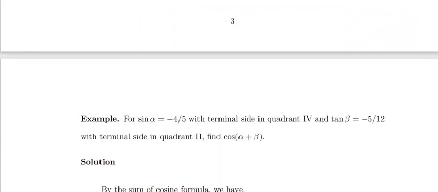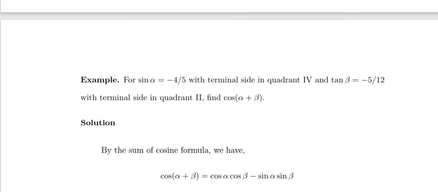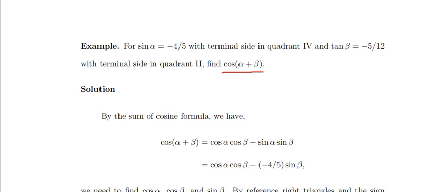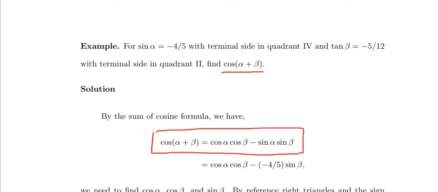Okay, so now we see we have many of these kinds of problems. We can produce many of these kinds of problems. So let's check these examples. Like here, we want to find cosine alpha plus beta. So our first step is just to copy the formula. Cosine alpha plus beta equals this.